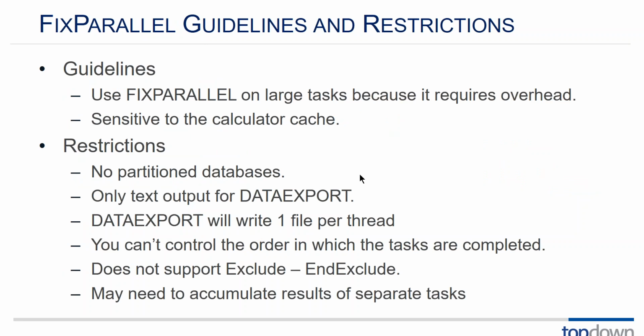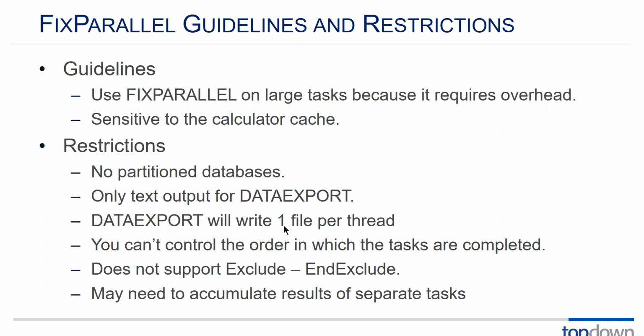So a few guidelines. There's a lot of overhead in both fixed parallel and calc parallel, so it's easy to overdo it. It's easy to assign too many tasks and too many threads, and we'll see that in the benchmark. You can't use partitioned databases. For data export, we can only use text output, no binary or relational output.